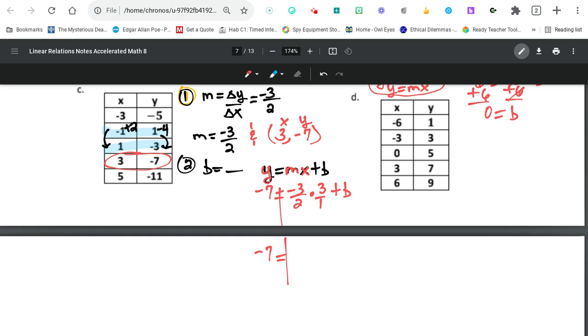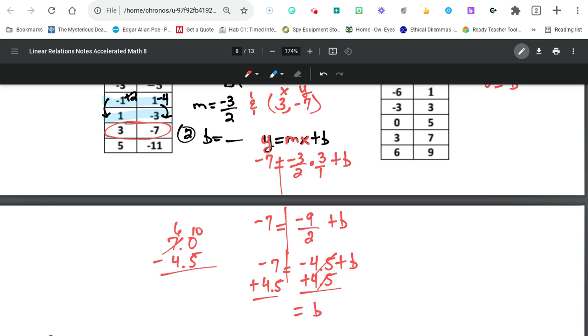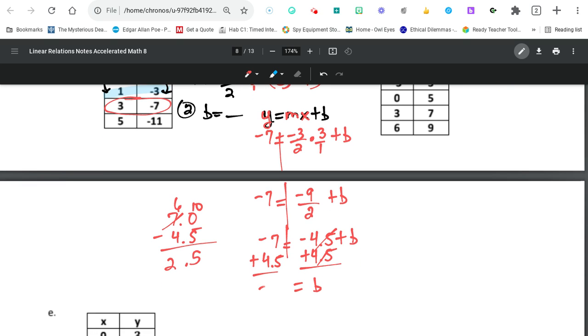Top times top with the fractions gives me -9, and bottom times bottom with those two fractions gives me 2. But I don't like -9/2, so I'm going to change this. Half of 9 is 4.5, so I'm going to change that to -4.5. Looks better. Now I can solve for b. I'm going to change the sign of -4.5 to +4.5. So basically that's -7.0 minus 4.5. Regroup. So that's -2.5.